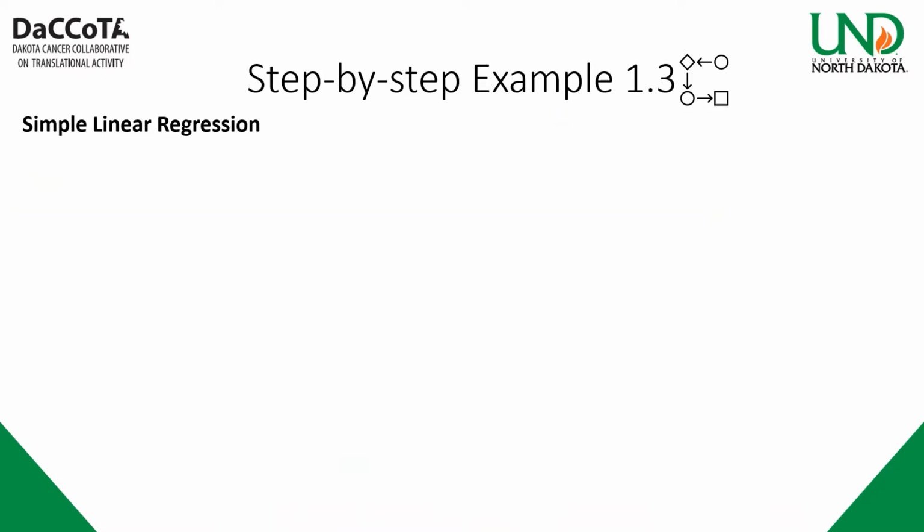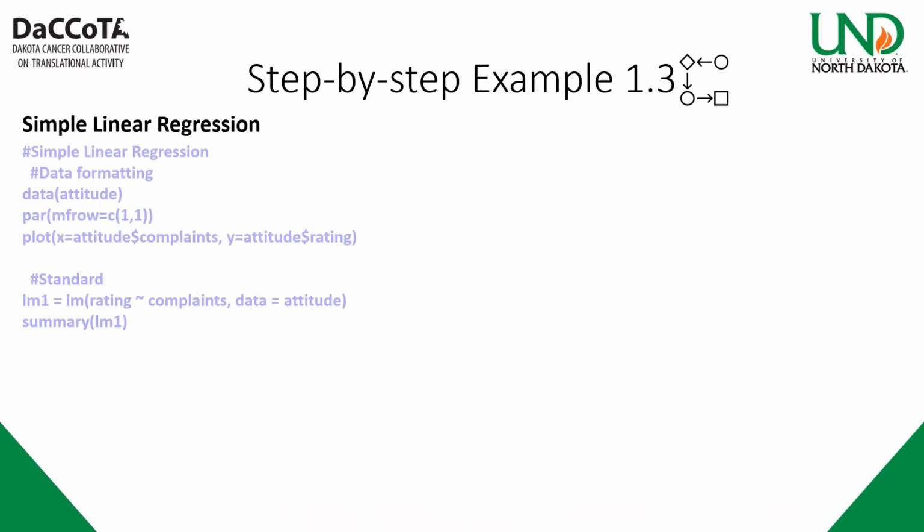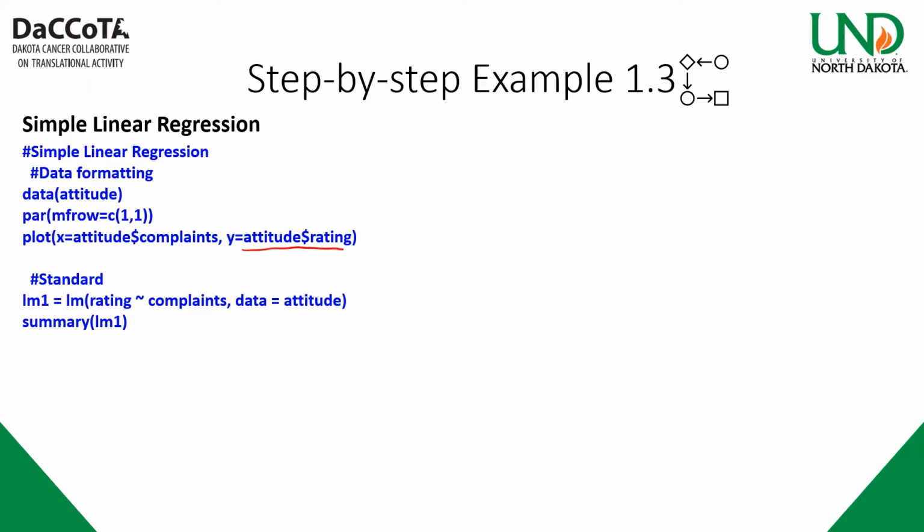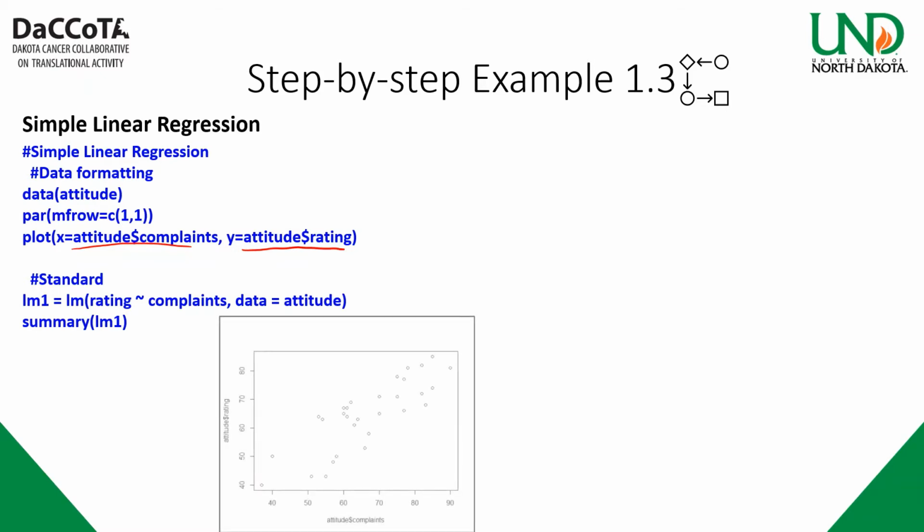Okay, let's turn around here and do some simple linear regression. We're going to use this attitude data, format it, and look at attitude rating versus complaints. So this is a company's rating versus how well they deal with complaints, not the number of complaints, but how well they deal with them. Here's just a quick plot, and it looks like, yeah, as someone's score of dealing with complaints goes up, their rating goes up. But is there a significant relationship between the two?